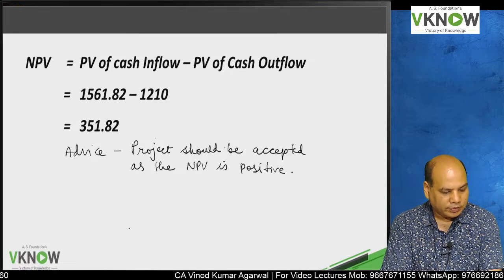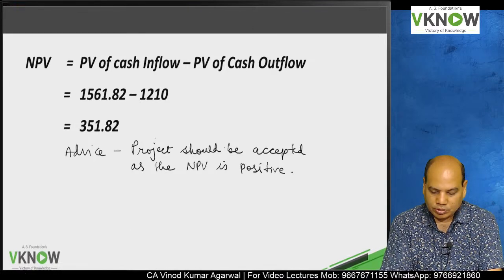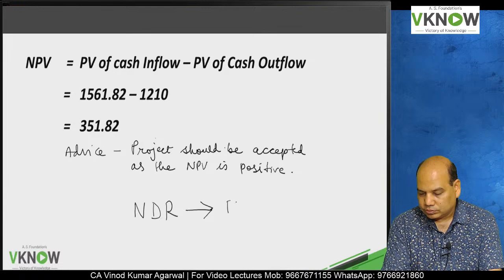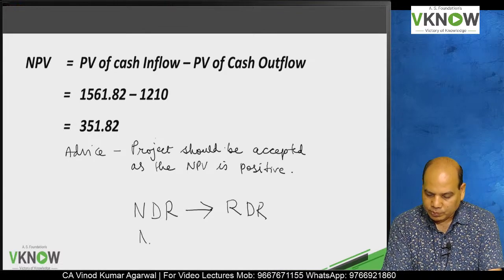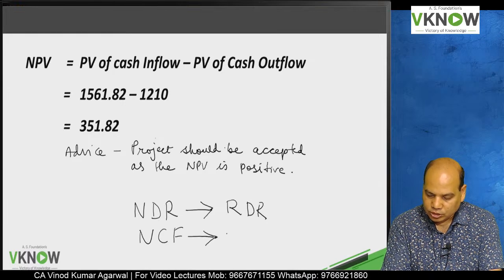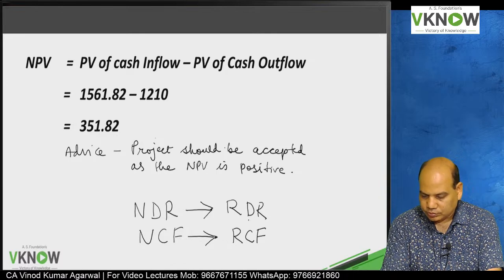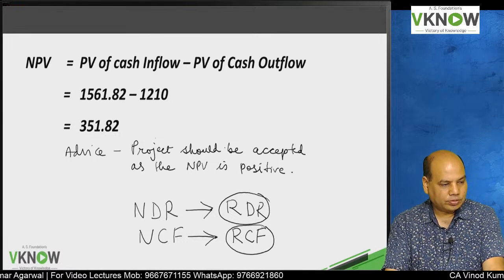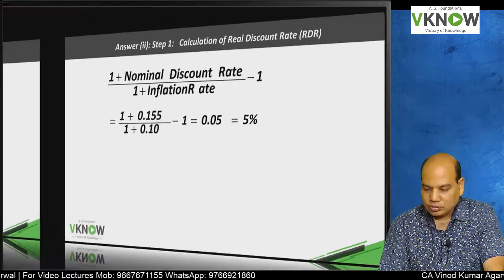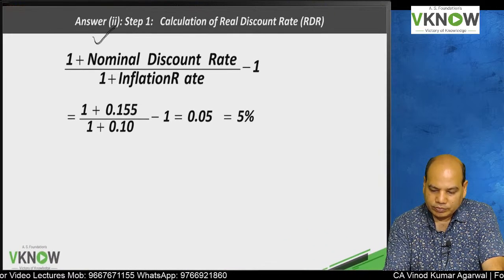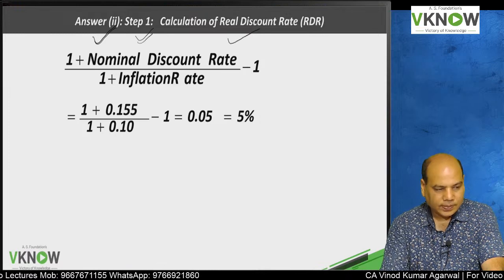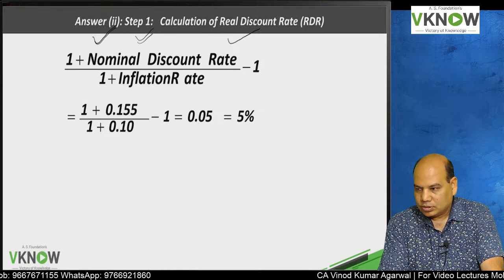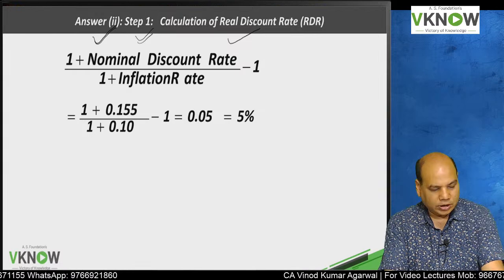Now we have to solve it by the real cash flow technique. You are given the nominal discount rate; you will have to convert it into the real discount rate. You have computed nominal cash flow; you have to convert it into real cash flow. Real discount rate and real cash flow will be used. Is it right? So write down the answer of the second part. Under that, write down step 1: calculation of real discount rate.